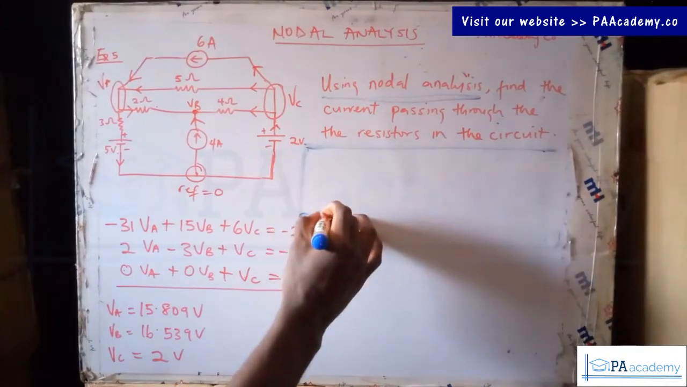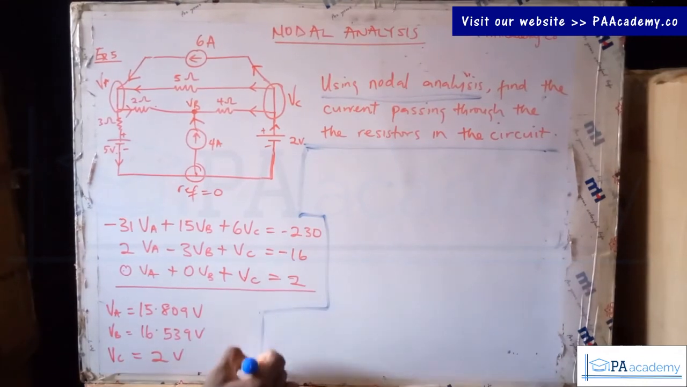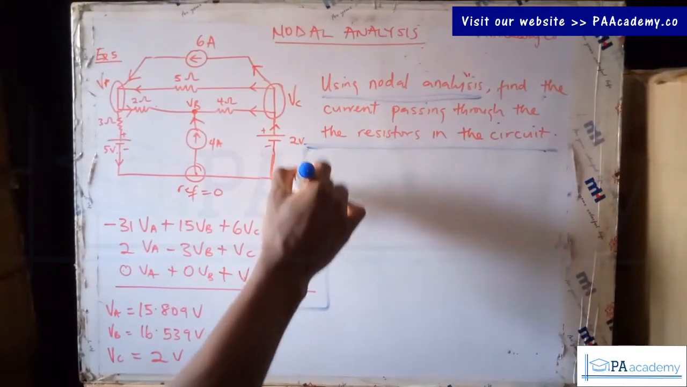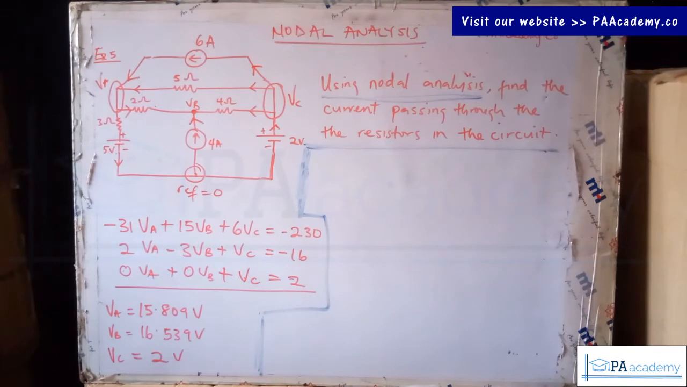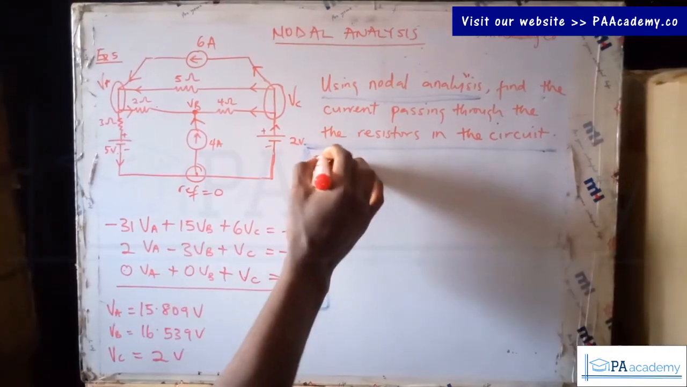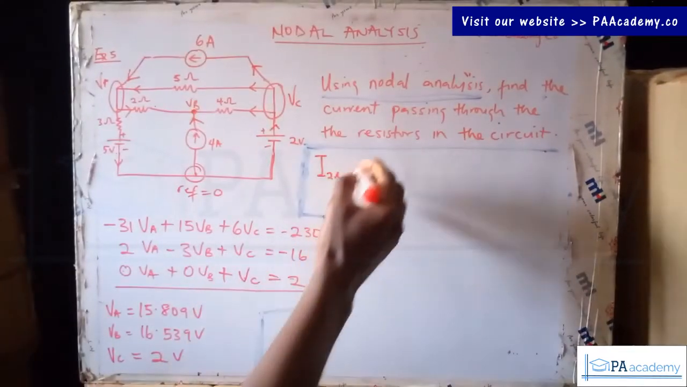Now some questions can just ask us to look for VA, VB, and VC. Assuming that's what the question asks us to look for, then we can just stop here because this is our answer. We've gotten the voltage at each of these nodes. But the question went further to ask us to look for the current that is passing through each of these resistors. So now let's start with the current flowing through the 2 ohm resistor. That is I with a subscript of 2. That means current flowing through the 2 ohm resistor.